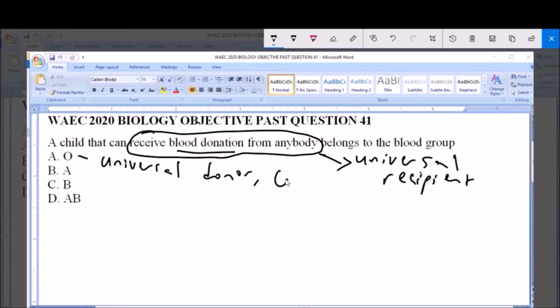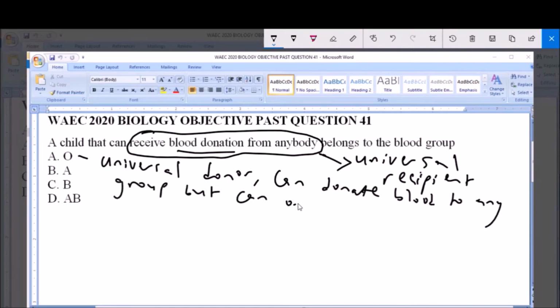That means they can donate blood to any of the blood groups, but can only receive from the same blood group O. However, they can donate to anybody. That means any of the blood groups can receive blood from blood group O.